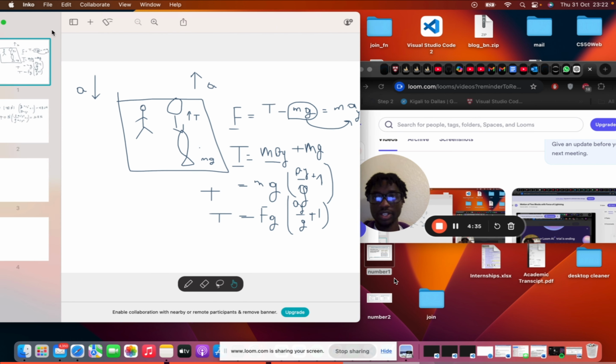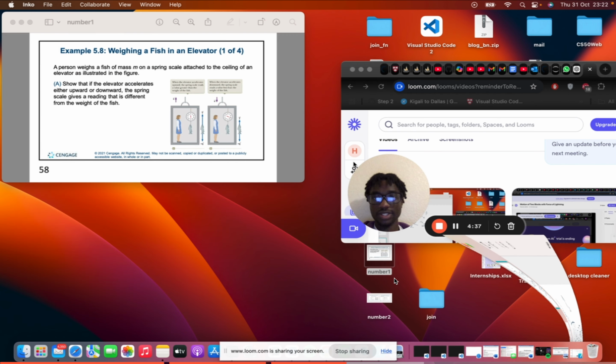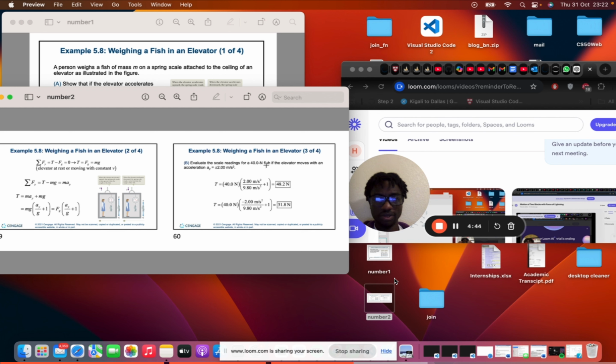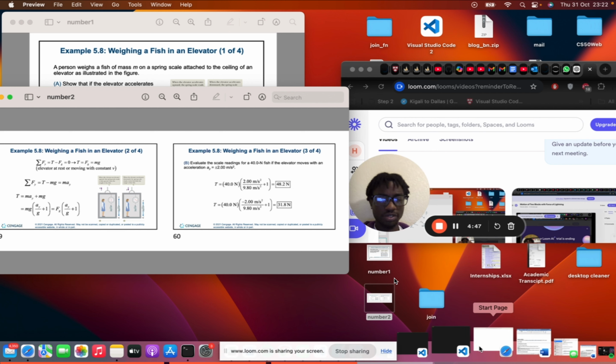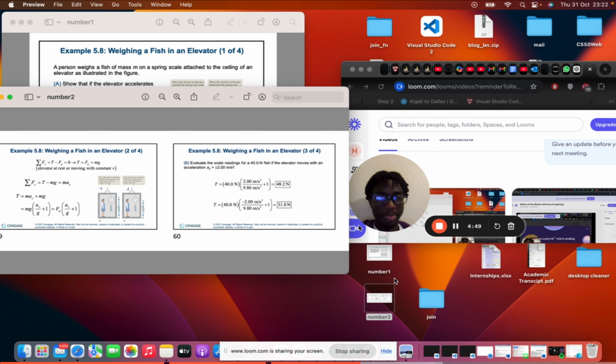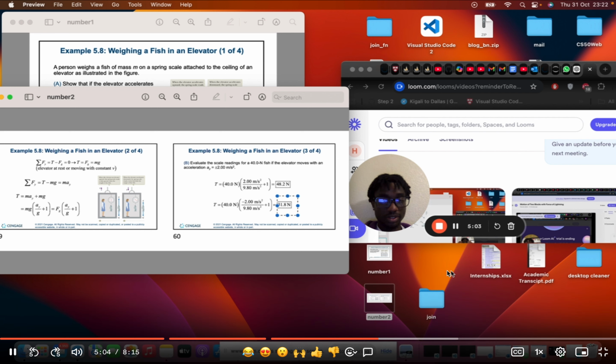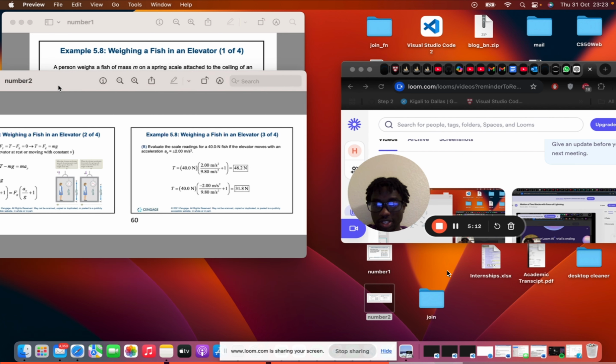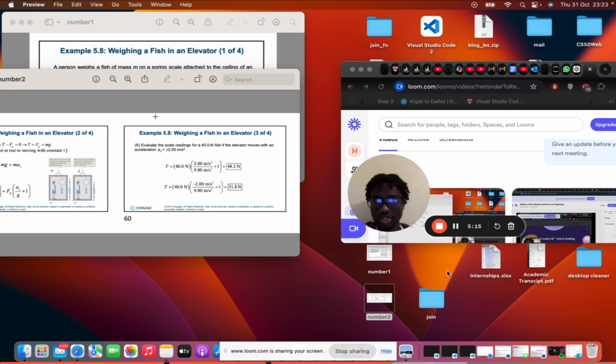Now for the second question, part B, they're asking us to evaluate the scale reading for a 40-newton fish. All you have to do here is put in the values, and you get 40.2, and here you get 31.8. Thank you. I think I'm going to restart explaining. I think I need to say more on B.